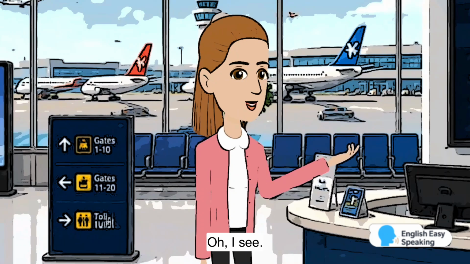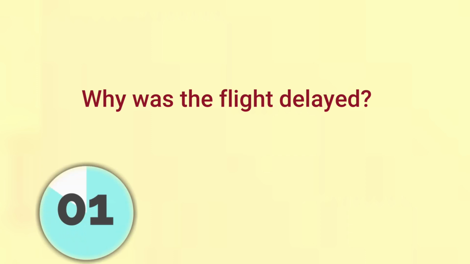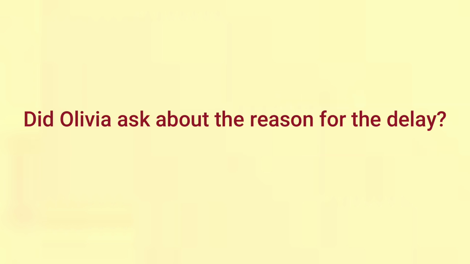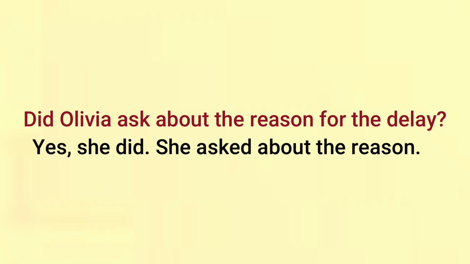Oh, I see. Do you know the reason? Yes, there is bad weather near Rome Airport. Why was the flight delayed? Because of bad weather near Rome Airport. Did Olivia ask about the reason for the delay? Yes, she did. She asked about the reason.